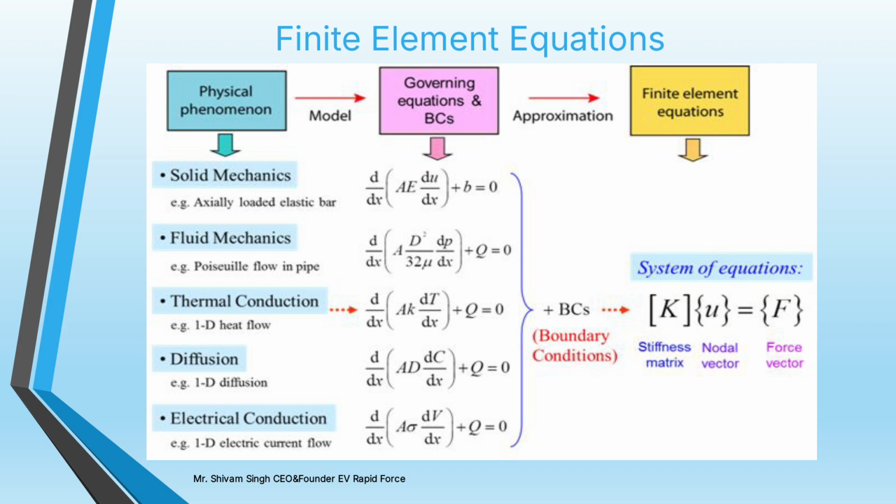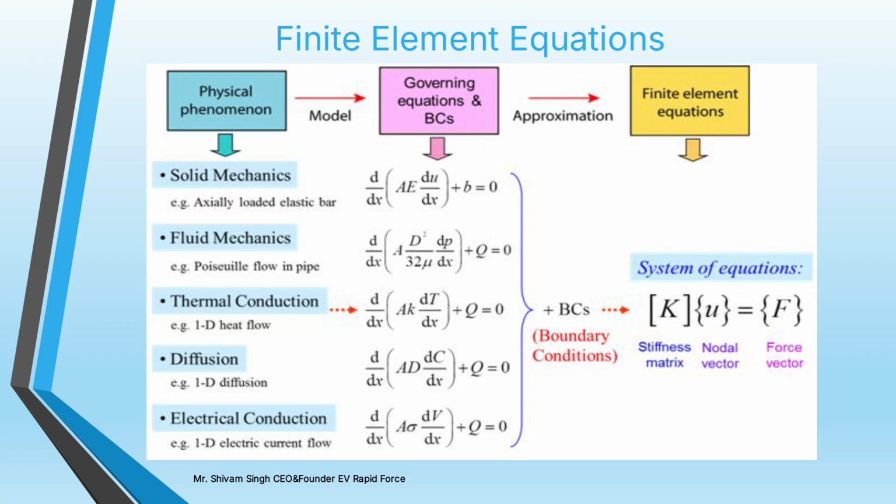In solid mechanics, we have seen the axially loaded elastic bar. For the axial elastic bar, we have a governing equation with boundary conditions. A value equal to 0 simply means the applied force is 0. Sometimes we take a boundary condition, for example, a bar to which we apply 10 newton or 5 kilonewton force. That kind of thing is a boundary condition.